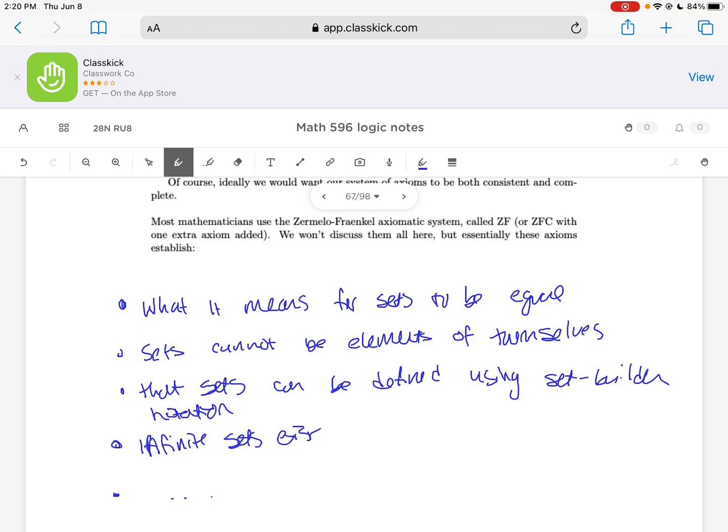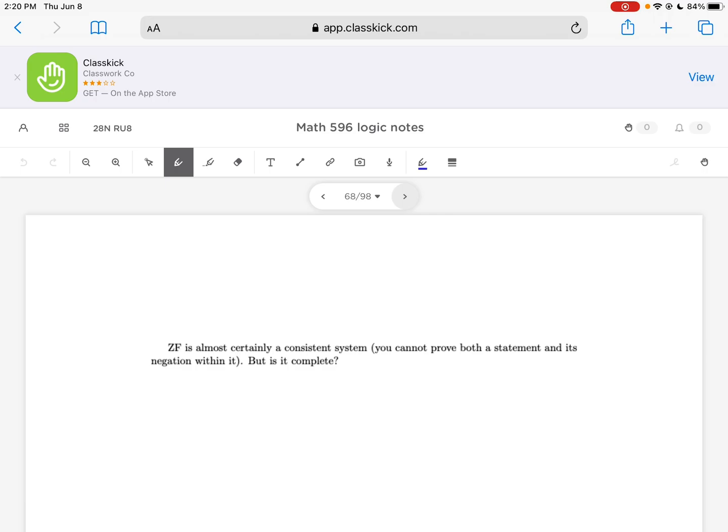Now, ZF is basically what most mathematicians use, and it's almost certainly a consistent system, where you can't both prove a statement and its negation within that system. But the question is, is it a complete system? As it turns out, the answer is no. Even more than that, ZF cannot be both consistent and complete, and in fact, there is no consistent system of axioms which is complete. So any consistent system of axioms that you come up with is guaranteed to be not complete.